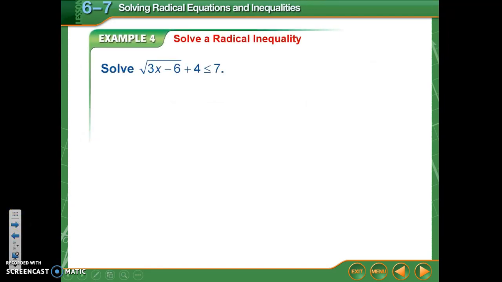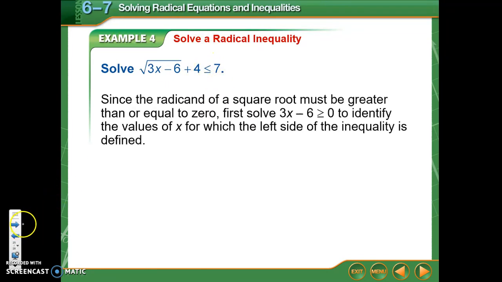All right, so let's take a look at this inequality here. I have the square root of the quantity 3x minus 6, plus 4, is less than or equal to 7. Since this is an even index, it's a square root, whatever is under the square root, which in this case is 3x minus 6, has to be greater than or equal to 0. Whatever is under the square root cannot be less than 0, because we're going to be dealing with real number solutions. So that ends up giving me that x has to be greater than or equal to 2, which they probably show you down here.